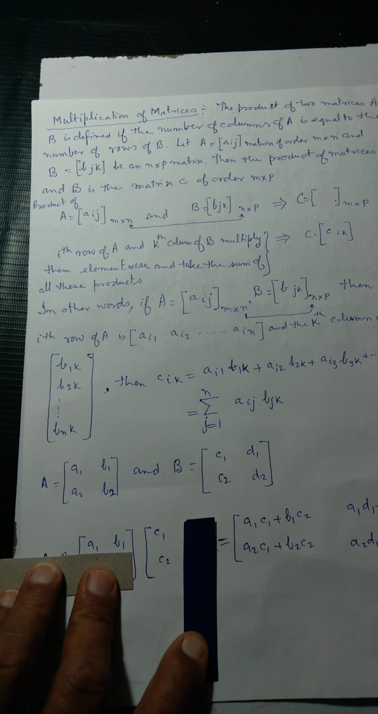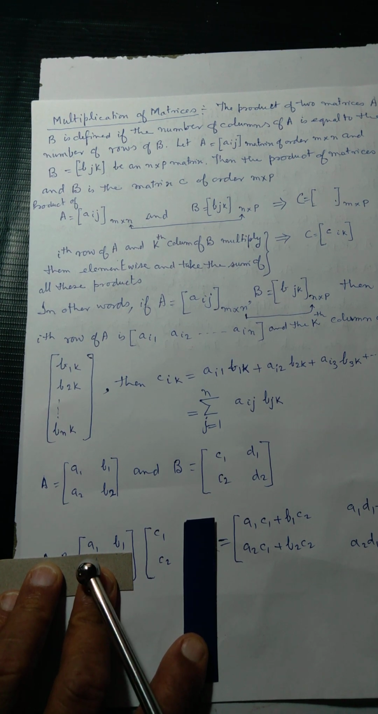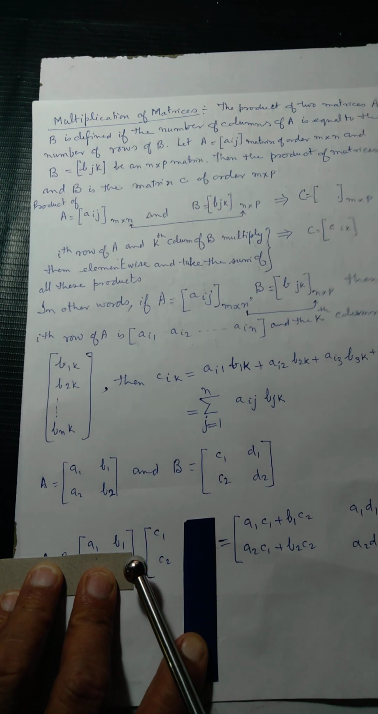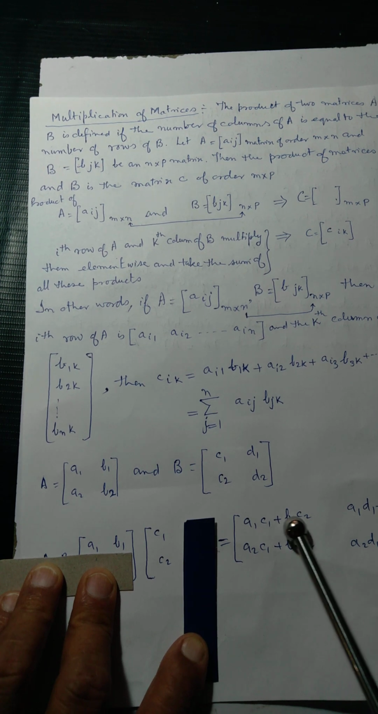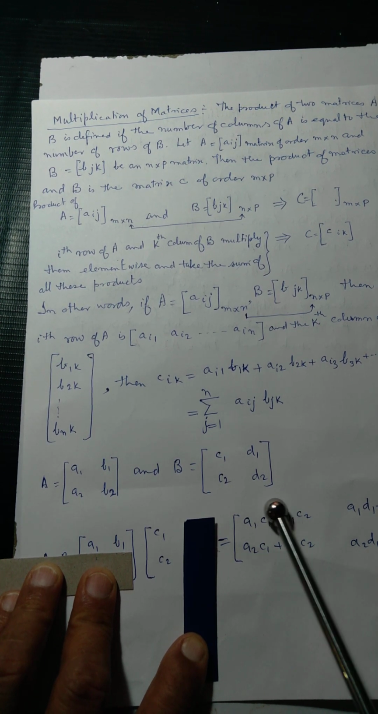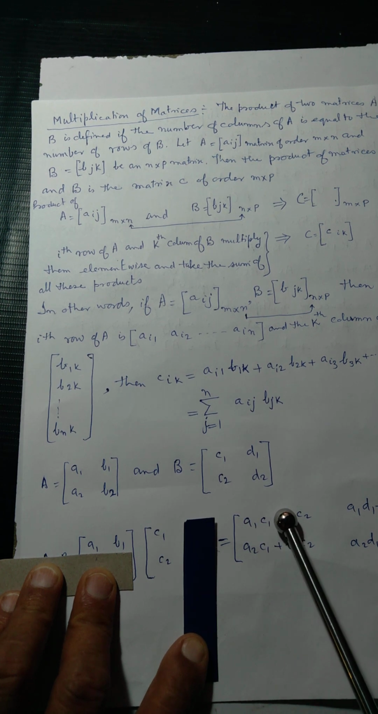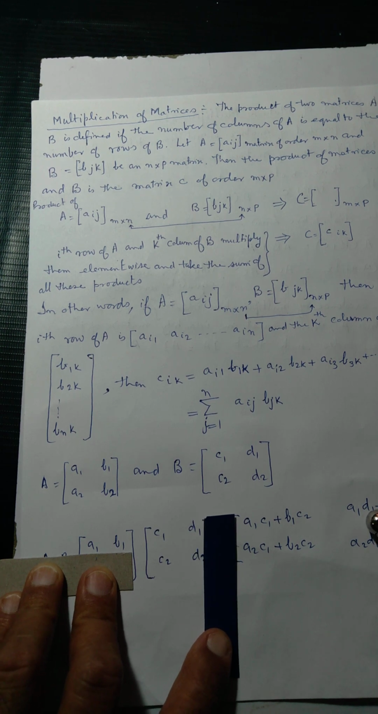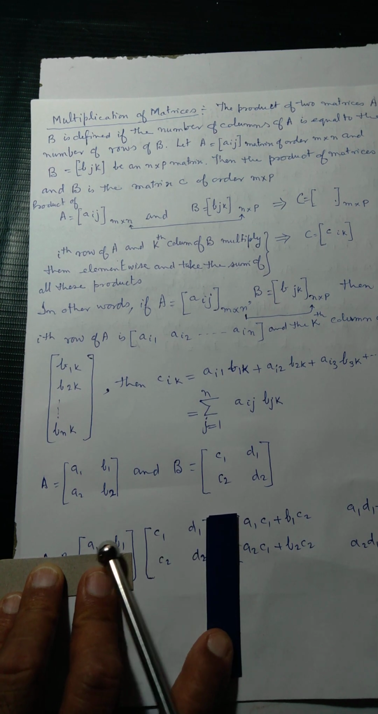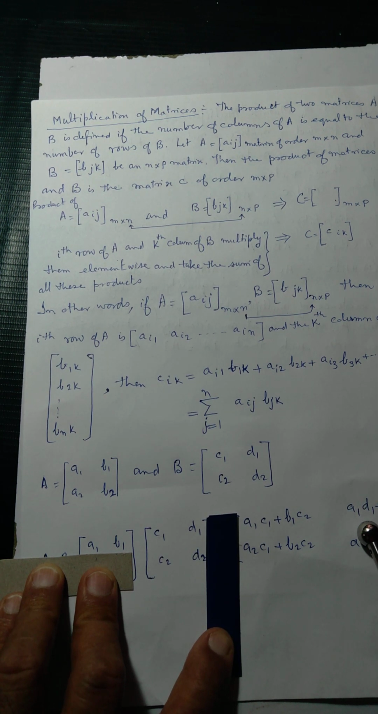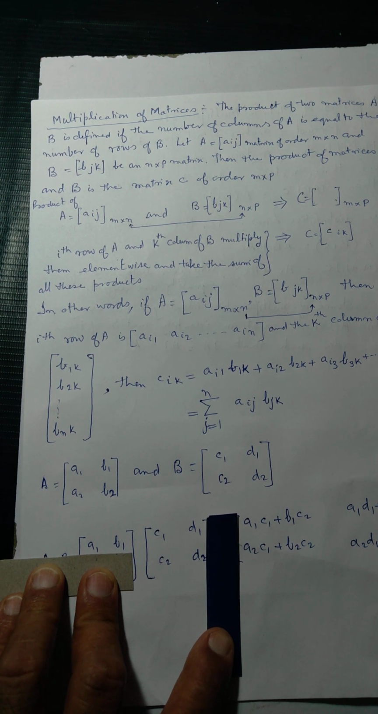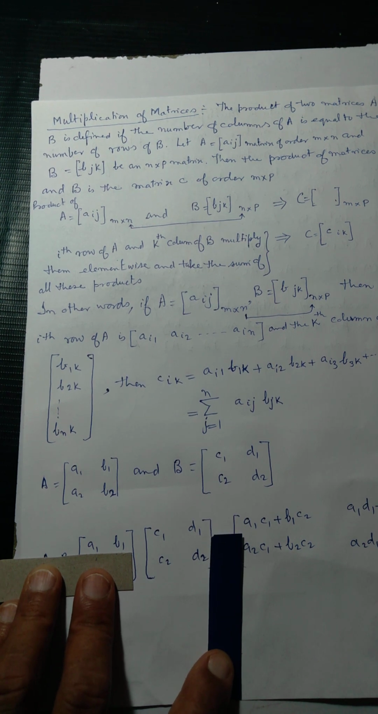You see, multiply A1 to C1, write down A1 C1 plus B1 into C2, and you will get the first element of the result. Similarly, for the second element, A1 will be multiplied to D1, A1 into D1, plus B1 into D2. So the first row is complete now. Now proceed for the second row.